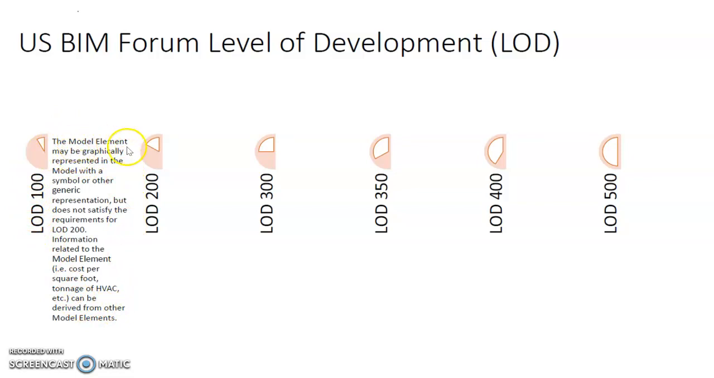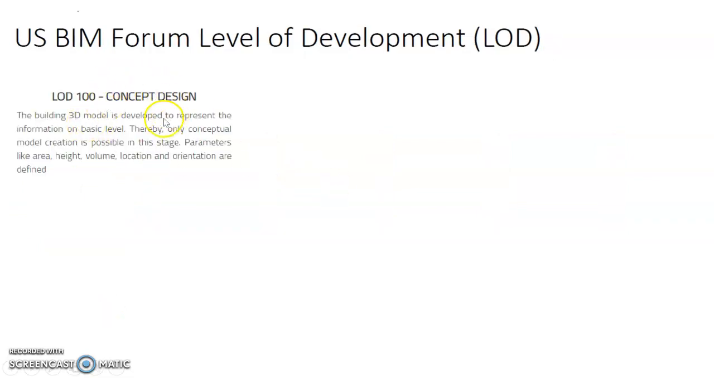Your model element is graphically represented in the model with a symbol or some general representation, but it doesn't satisfy the requirements for LOD 200, which I'll show you later. Information related to the model element can be derived from other model elements. And typically LOD 100, the type of a model, what do we use it for?